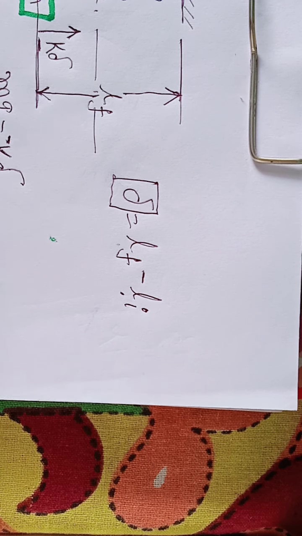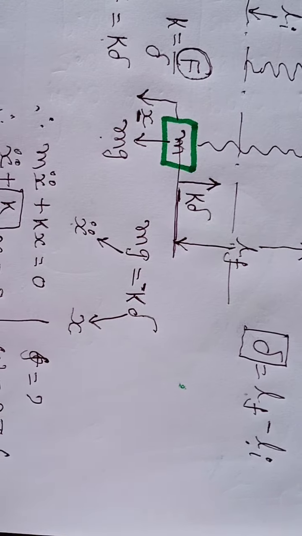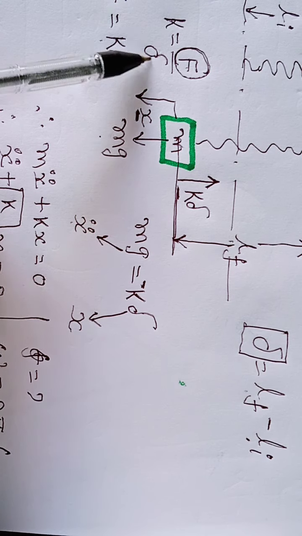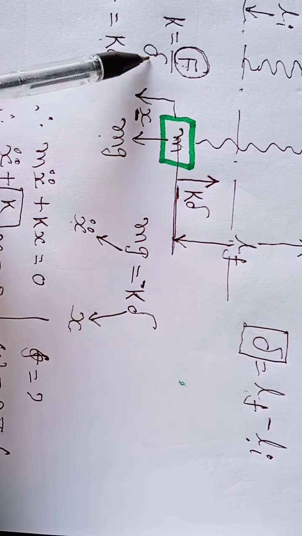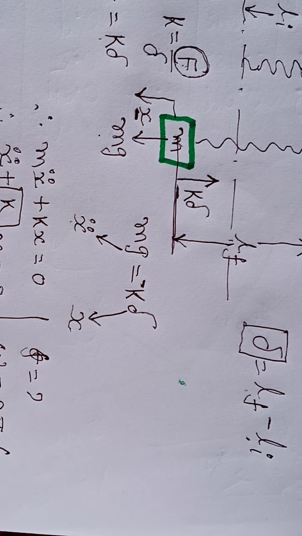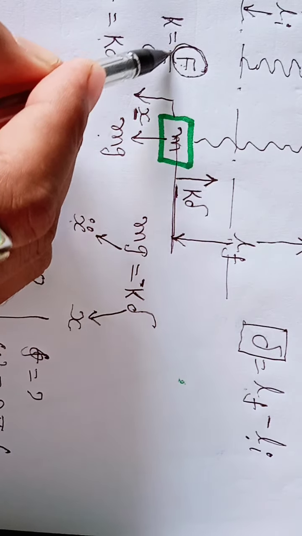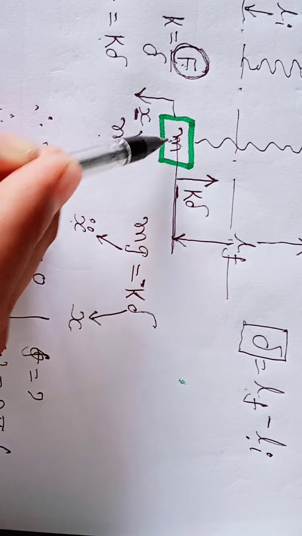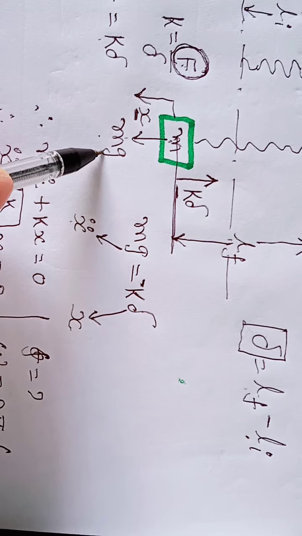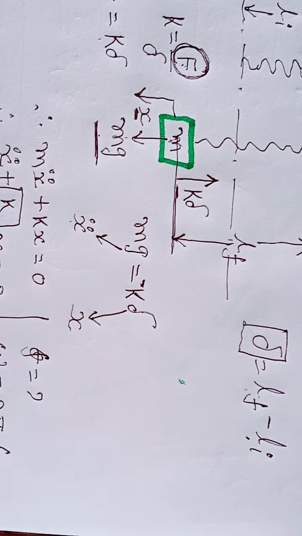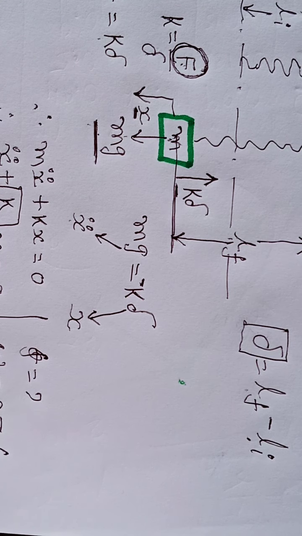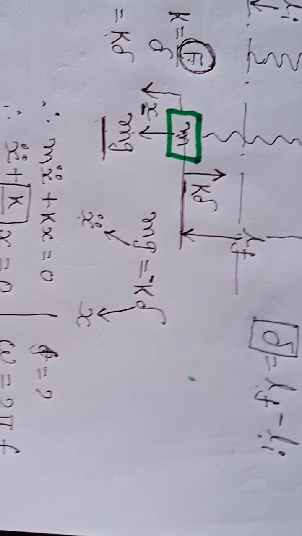And stiffness is load by deflection, as we have already understood. And how is this force to be calculated? Force is nothing but mass into gravitational acceleration g. So stiffness can be easily calculated. Now let us do it.